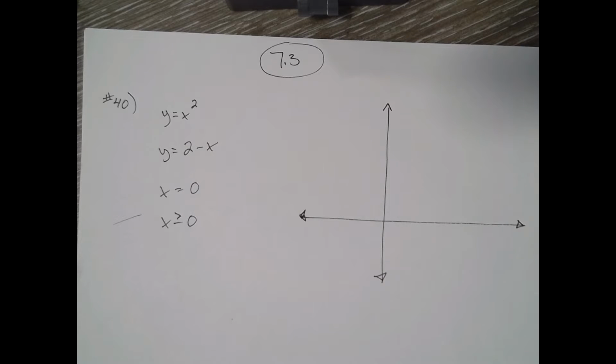7.3, number 40. It tells us to use the shell method, so use the cylindrical shell method to find the volume of the solid generated by revolving the region bounded by the curves and the about the y-axis. Okay, so we're going around the y-axis.